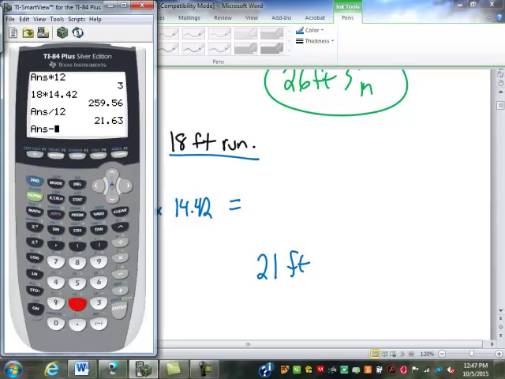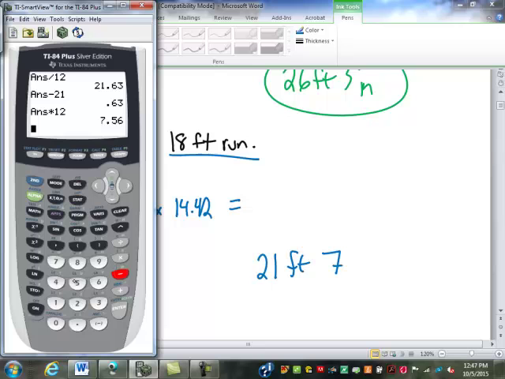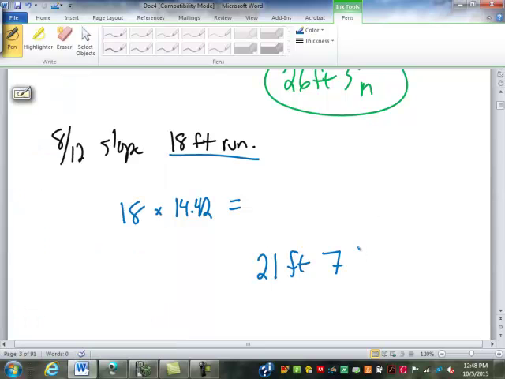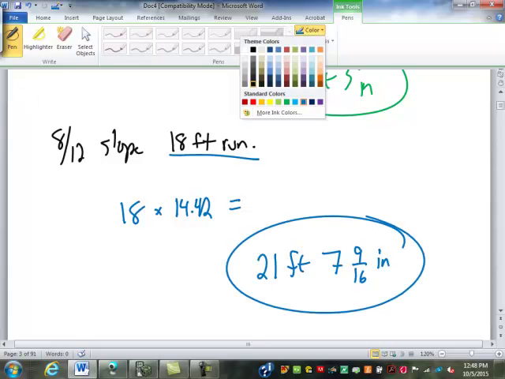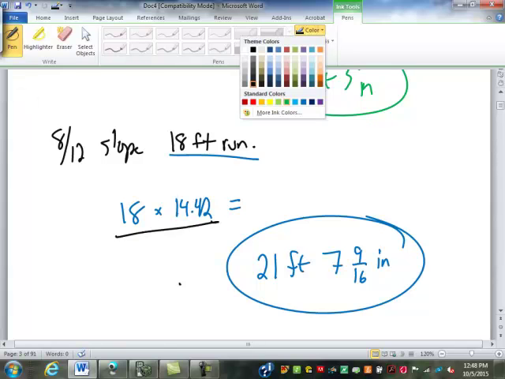So subtract the 21. We're going to do 16ths on this one. So I subtract the 21, then times 12. So I now have 7.56 inches, so I take the 7 inches. Subtract the 7, and we're going to go to 16ths this time, so we're going to do times 16. 8.96 or 9/16. Yep. So we got the 18 times 14.42.